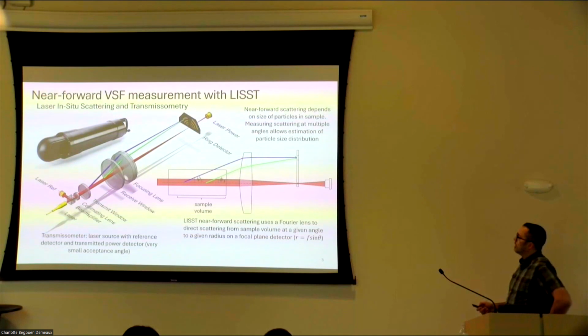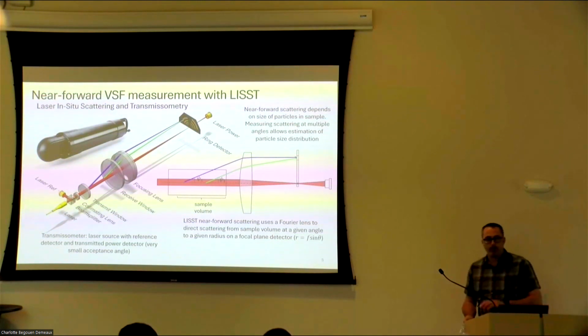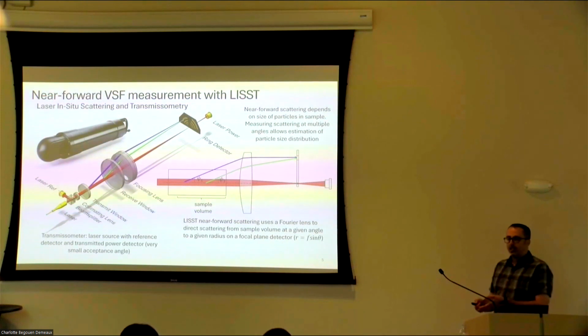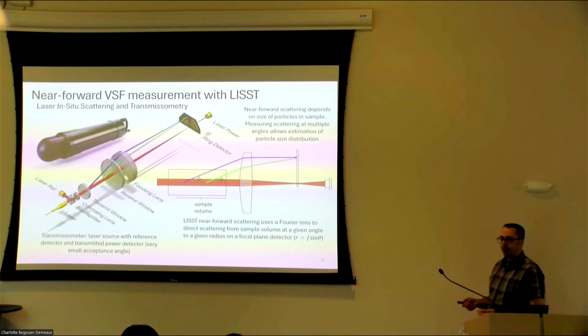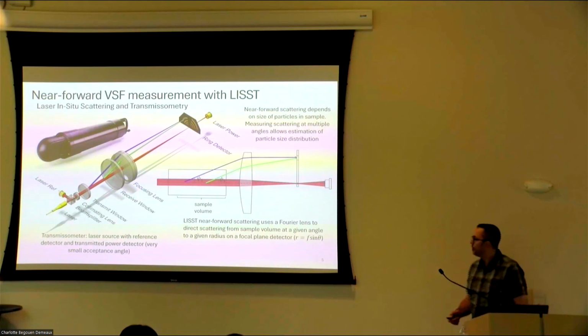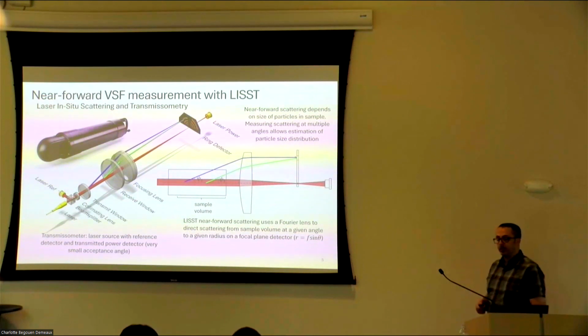The instrument is used by design at Sequoia for measuring particle size distribution, because as we showed yesterday, the shape of scattering in the near forward depends strongly on particle size. So there are mathematical games you can play to invert that data to get particle size distribution. But today you'll see it used as a volume scattering function sensor.